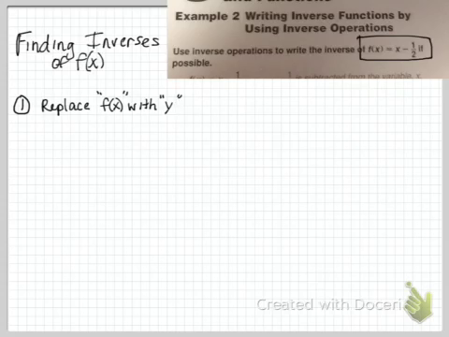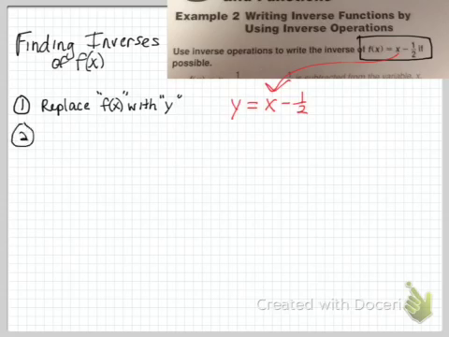Alright, applying that step to our problem, we're going to take f of x, replace it with y, and leave all the other stuff the same. So I'm using this function, and I've just applied step 1. Step 2, I want you to write down.